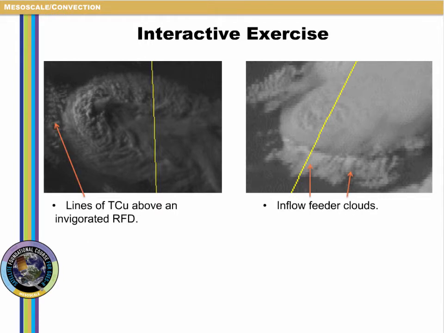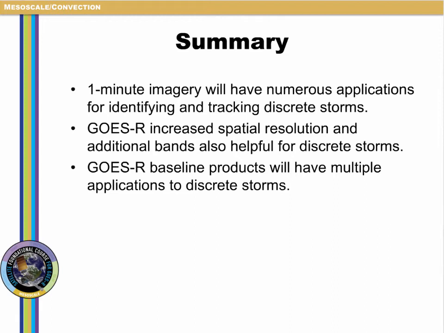Here's the answer to the interactive exercise. This image shows lines of towering cumulus above an invigorated RFD on the western flank of this storm. And over here, we have inflow feeder clouds on the southern flank of this storm. In summary, the 1-minute imagery will have numerous applications for identifying and tracking discrete storms. The increased spatial and additional bands available with GOES-R will also be helpful for discrete storms. GOES-R baseline products will have multiple applications to discrete storms as well.